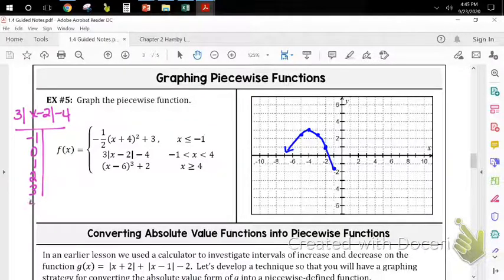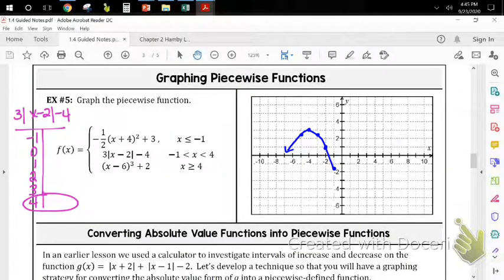Now this one, even though I know it's absolute value and it's going to make a v, I don't have to worry about including that vertex because it told me I have to go from -1 and I have to stop at 4. So I know a start and stop point, so I don't have a choice. Now I am going to notice that the 4 is not included. So I'm going to go ahead and put an open circle over here at the 4 so that I don't include it.